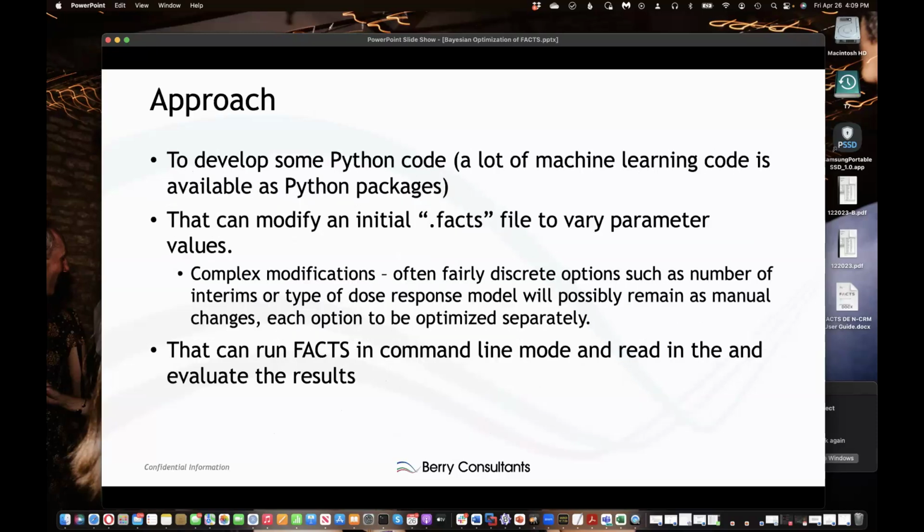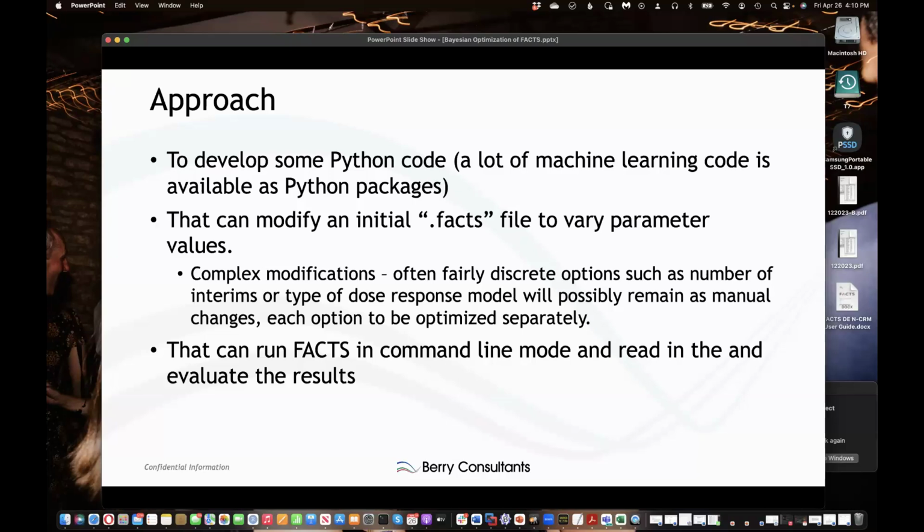And our approach is we're developing some Python code. A lot of machine learning is available as Python packages, so we're going to take advantage of that. We've already written some code that will take an initial FACTS file as your starting point design, and then it will be able to vary parameter values automatically inside the FACTS file in order to create slightly different versions or run it at different points in the space.